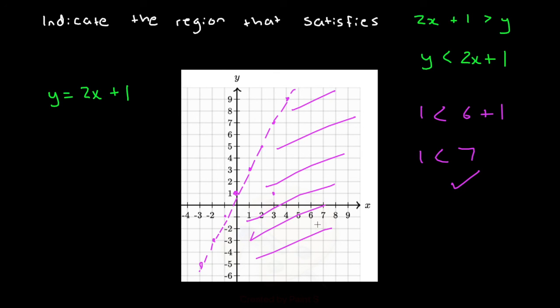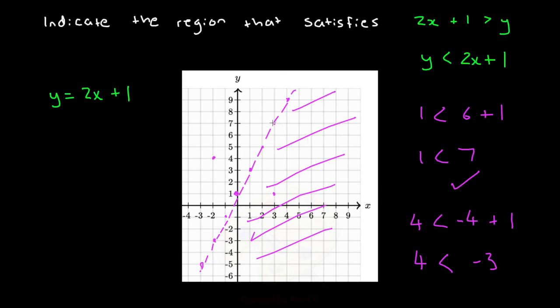We have our answer. But just for your satisfaction, we can double check. Let's do the point minus 2, 4. The y coordinate is 4. So 4 is less than 2 times minus 2, which is minus 4, plus 1. Is 4 less than minus 4 plus 1, which is minus 3? Well, no, it's not. It's bigger than it. So this side of the line can't satisfy the inequality. So we proved it again.